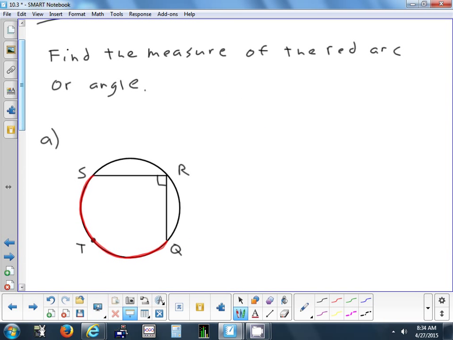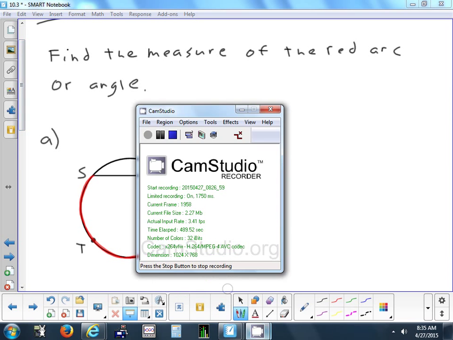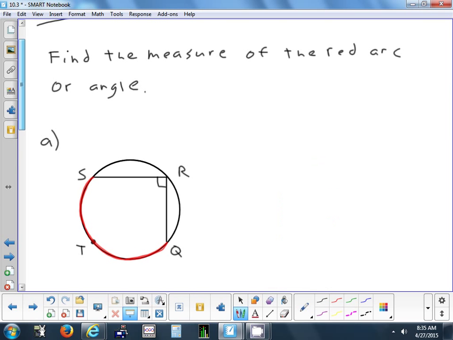Okay, so let's find the measure of the arc in red, right there. Remember, we're measuring it in degrees. Anybody think they know what arc STQ would come out to? If you're not sure what the arc is, first figure out the measure of angle R. Then try to remember the connection between the size of the arc and the size of the angle. Connor?